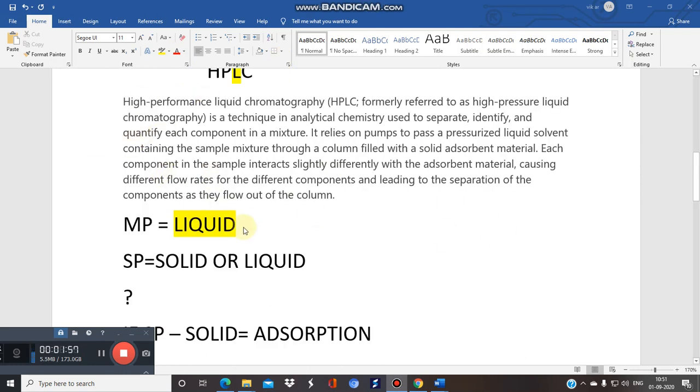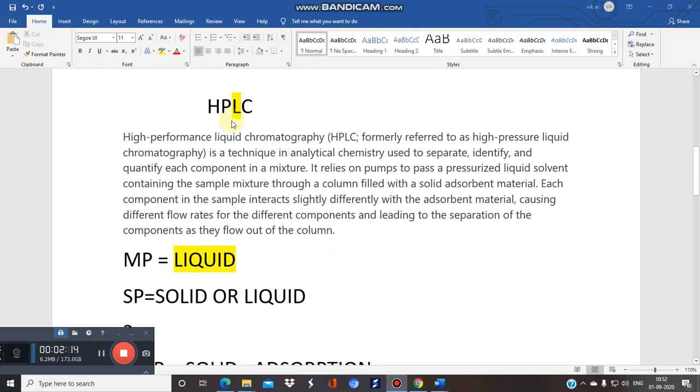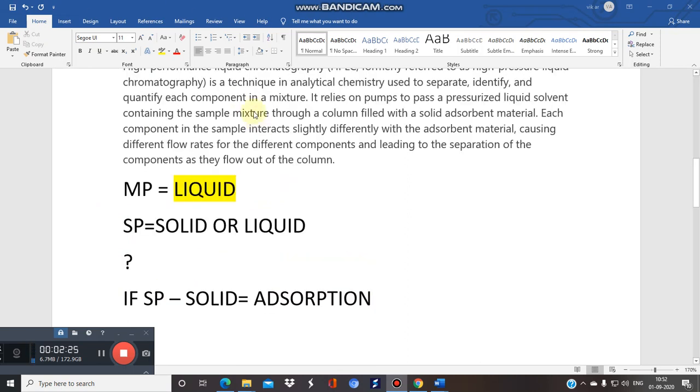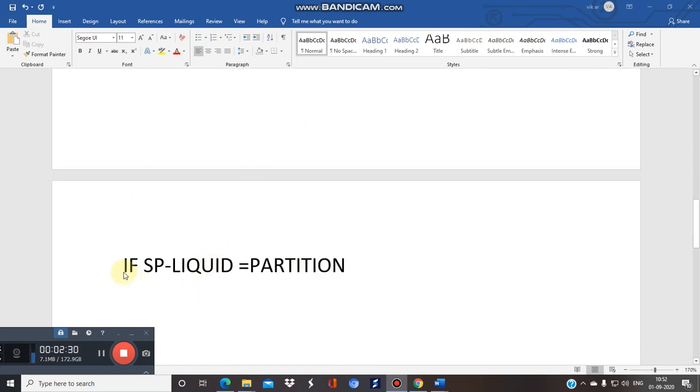Always remember one thing: HPLC works on both principles. Sometimes it works on adsorption, and most of the time on partition. It all depends upon the type of stationary phase you are using, because in HPLC we use either a solid stationary phase or a liquid stationary phase. If we use a solid stationary phase, the principle becomes adsorption. If we use a liquid stationary phase, the principle will be partition.